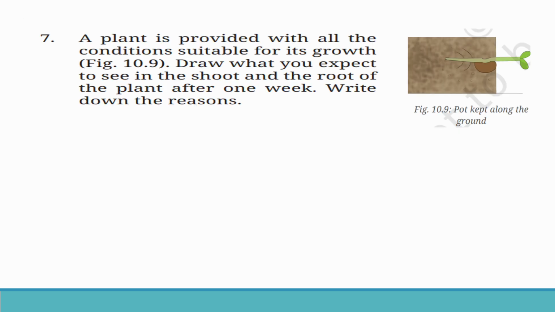A plant is provided with all the conditions suitable for its growth. Draw what you expect to see in the shoot and the root of the plant after 1 week. Write down the reasons. You can see a pot kept along the ground in this picture, and this plant is provided with all the conditions suitable for its growth. Then, what do you expect to see in the shoot and root of the plant after 1 week?